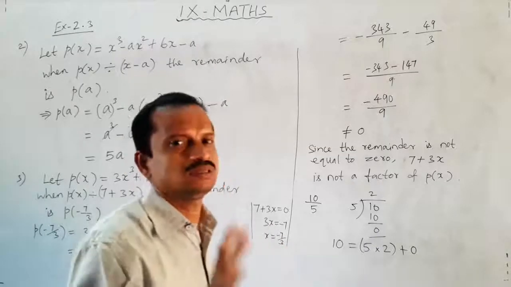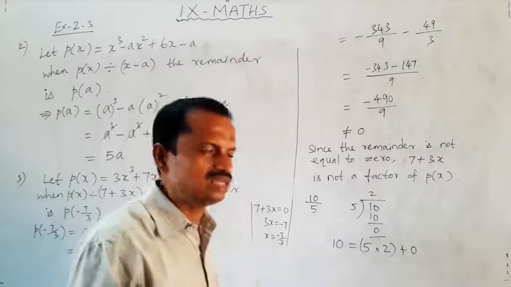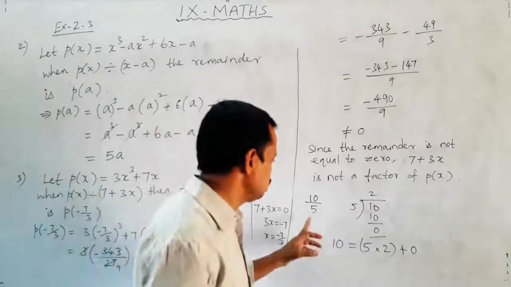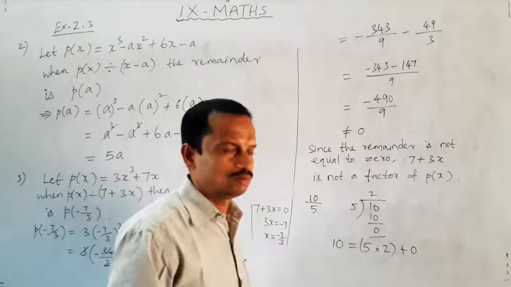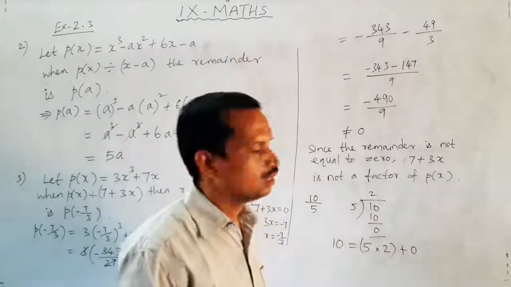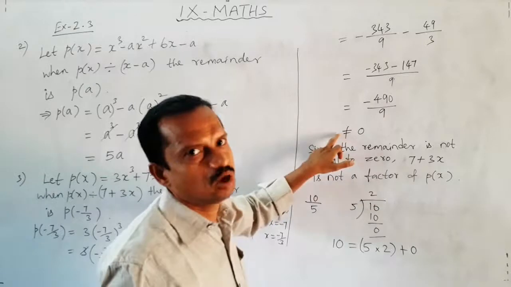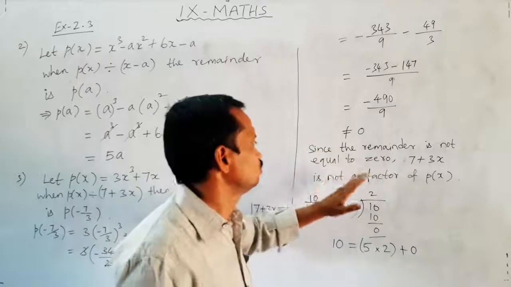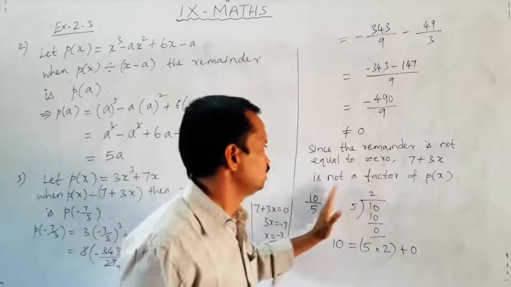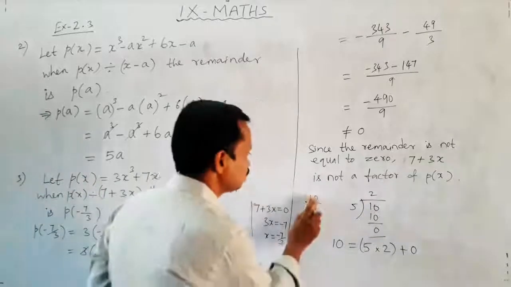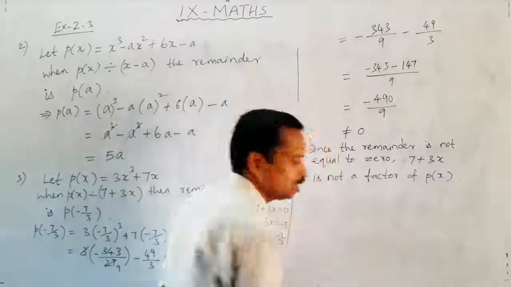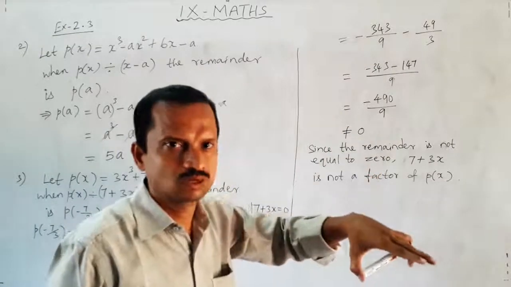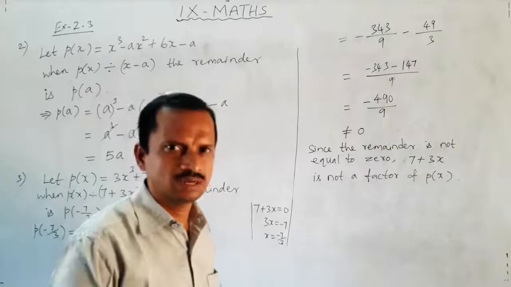So when the remainder is 0, then we say the divisor is a factor of the dividend. Here we can say 5 is a factor of 10 because the remainder is 0. Clear? In such a way, here the remainder we got is non-zero, that means not equal to 0. So we come to the conclusion that 7 plus 3x is not a factor of p of x. So the next topic is the factor theorem. This conclusion will help you to understand the factor theorem, and we will see it in the next class. Thank you.